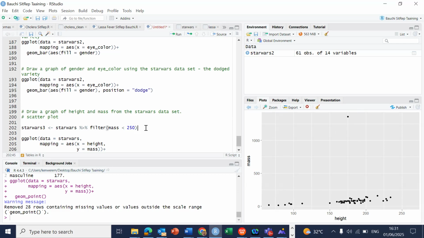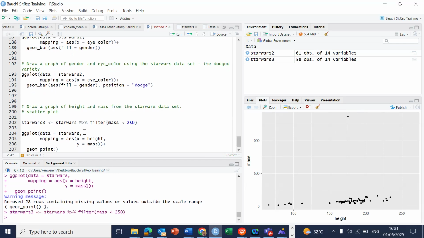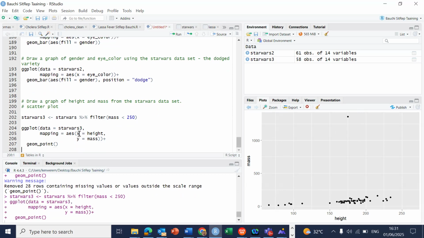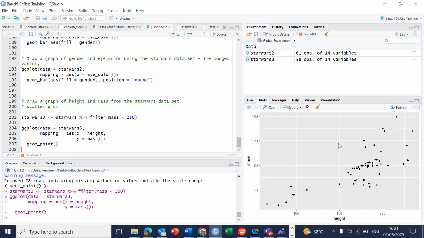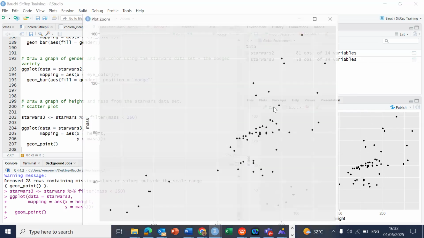So if I run this now, and then I come to this place and replace Star Wars with Star Wars 3, and then I run this, you can see the graph is a bit better. Now that 1,000 mass guy has gone. So you can see the graph is a bit better. Let me zoom it so that we can see it better.